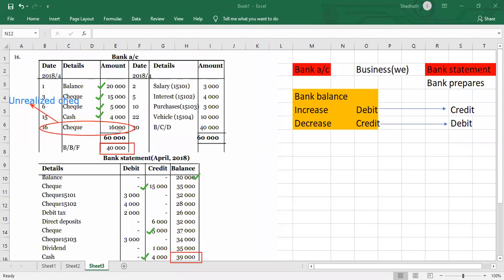The 16,000 check is not appearing in the bank statement. If anyone needs notes, you can note it down. Unrealized check means check deposited by us.